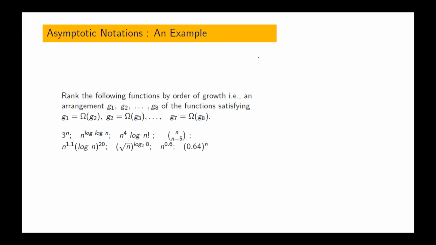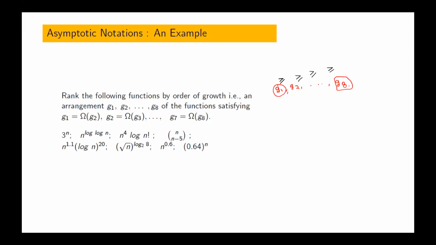So we need to give order G1, G2, G3, and so on, say G8. Now out of this, is G1 highest or G8 highest? Order of rate of growth of G1 must be highest and G8 must be lowest. So G1 should be greater than or equal to G2, G2 should be greater than or equal to G3, G3 greater than or equal to G4, and G7 greater than or equal to G8.